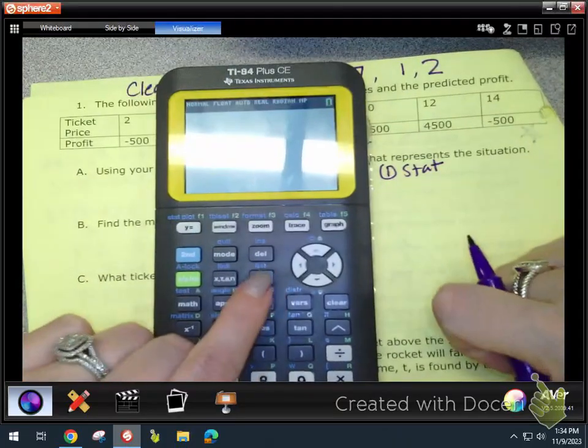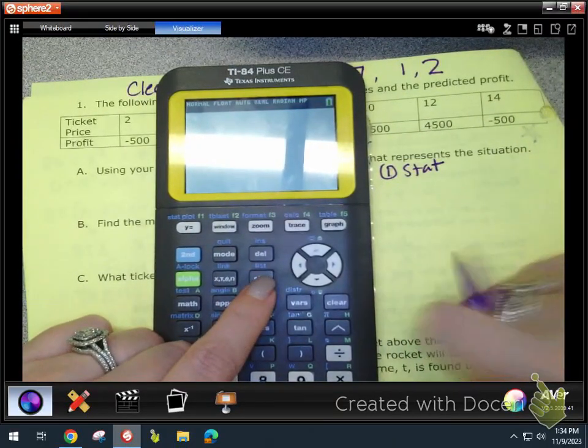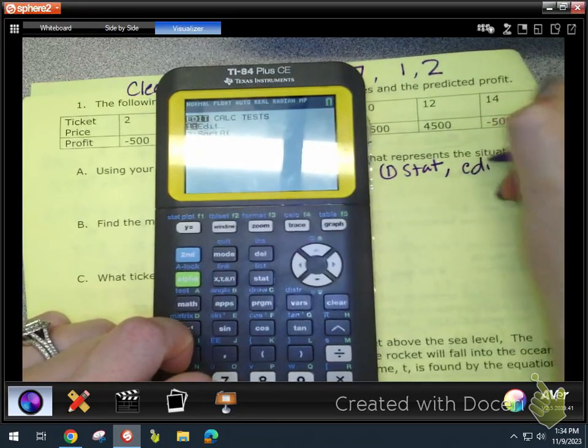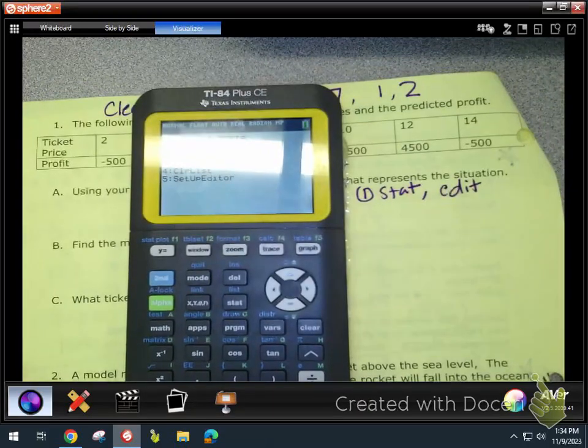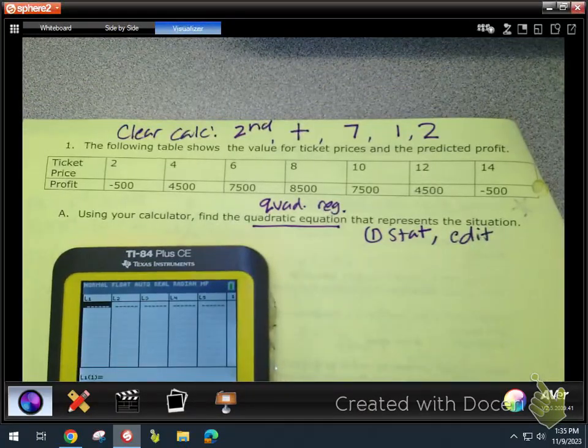That button is right here by the X. It says stat on it. Okay? So stat, and you're going to press enter. Technically, the button you are pressing enter on is edit, stat edit. And that's going to take you to this screen.